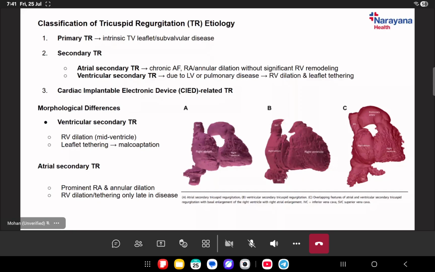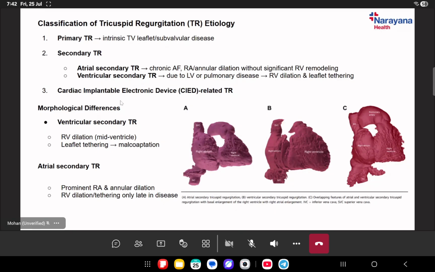So these are morphologically different, and we can see these things in CT 3D reconstruction images. Where A is atrial secondary TR, we can see the RV is preserved with normal morphology, but the RA is severely dilated. In ventricular secondary TR we can see the RV is dilated as compared to the RA. During the later stages of both atrial and ventricular secondary TR, everything will be dilated.